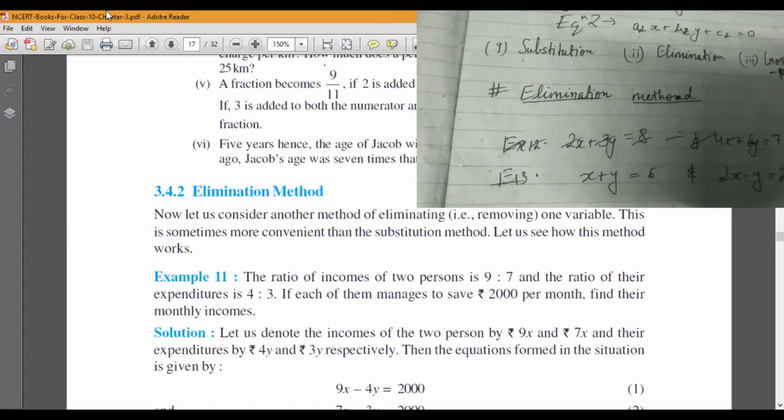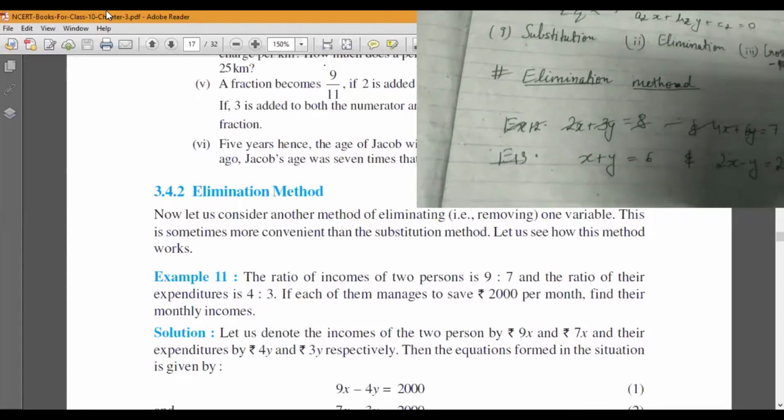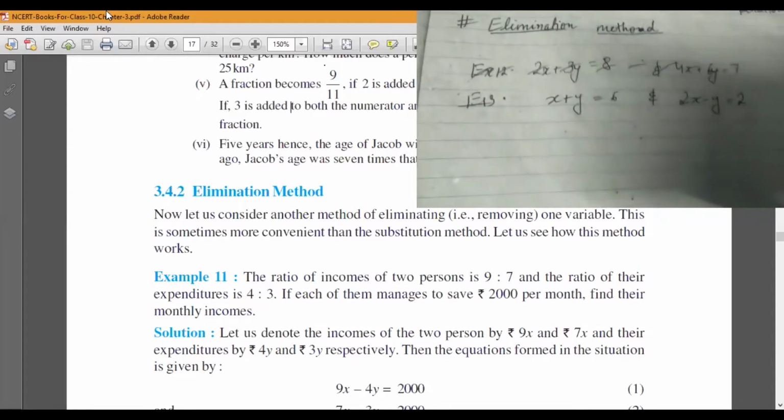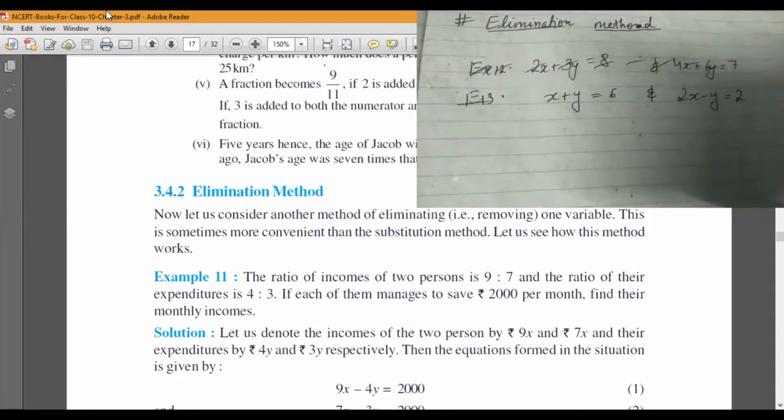Today, we would be talking about the simplest method, which I find the simplest, the elimination method. Over here, we are given two linear equations. We have to solve them using the elimination method. This is topic 3.4.2 in your NCERT. We'll bifurcate it stepwise so that you could understand it better.